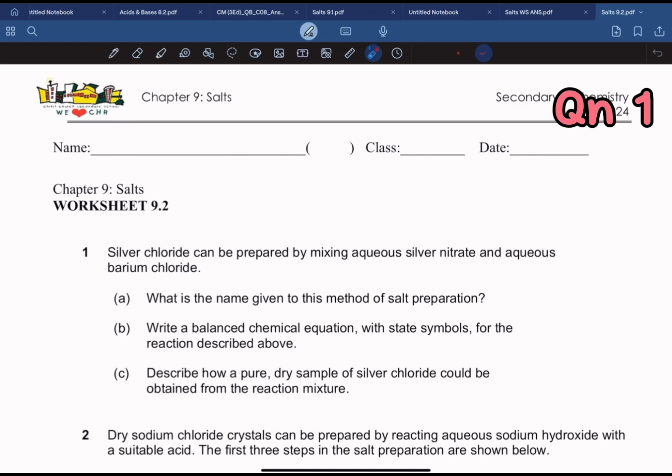Now, firstly, we look at the first question. We have silver chloride, right? If you already understand your flowchart, how to choose a preparation method, you ask yourself the first question, and you would then know that it is insoluble. Secondly, there's no second question already, right? Because insoluble here means precipitation method.